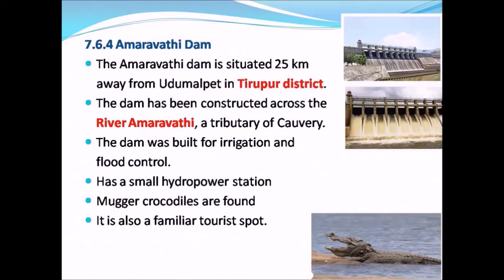Amaravati Dam. The Amaravati Dam has been constructed across river Amaravati. We all know that river Amaravati is also one of the tributaries of river Kaveri. The Amaravati Dam is situated 25 kilometers away from Udumalpet in Tirupur district. The dam was built primarily for irrigation and to control flood. Recently, a small hydropower station has been installed here. This reservoir is notable for the significant population of mugger crocodiles. Mugger crocodile is a variety of crocodile. It lives in fresh water.